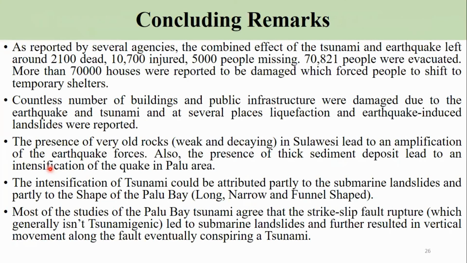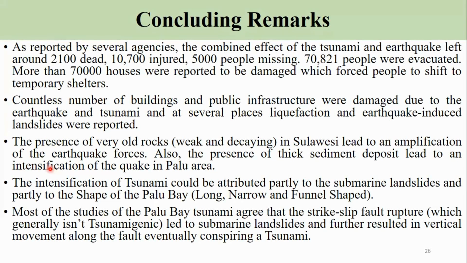Now, coming to the concluding part of this presentation. There were around 2,000 people who died, 10,700 injured, 5,000 people missing, and 70,000 evacuated. A lot of houses were reportedly damaged, telecommunication and transportation were damaged, and a countless number of buildings and public infrastructure were damaged. The basic cause of the intensified jolting from earthquake waves was the very old rocks in Sulawesi, which led to an amplification. Also, thick sediments present in the Palu area amplified it.